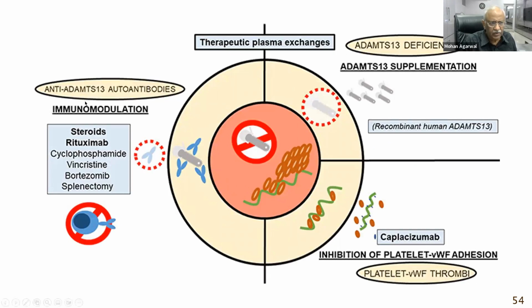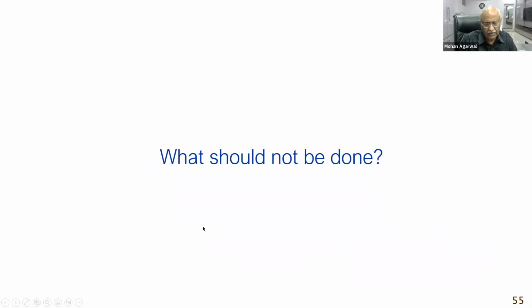This is a cartoon telling you the same thing. There is anti-ADAMTS13 autoantibody. So you give steroid, rituximab to all, and if necessary, give cyclophosphamide or vincristine or bortezomib or do splenectomy. To remove the large molecule and to supply the ADAMTS, you do therapeutic plasma exchange. You can give ADAMTS13 recombinant for genetic cases, and maybe one day even for the acquired cases. So recombinant human ADAMTS13 is there. And lastly, caplacizumab. So this is a 4-pronged attack to control this disease.